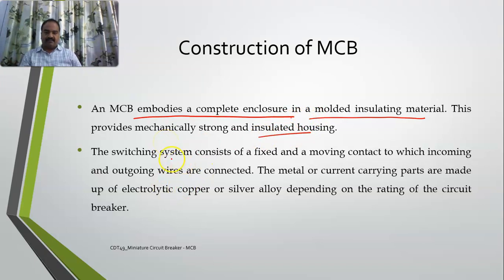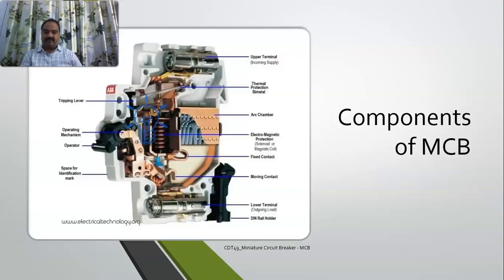The switching system consists of a fixed and a moving contact to which incoming wires and outgoing wires are connected. The metal or current carrying parts are made of copper or silver alloy to be more conductive in nature, depending upon the rating of the circuit breaker. See, this is your switch which you operate. This is your operating mechanism. You can turn it on or you can turn it off, right? And this is your space for identification.